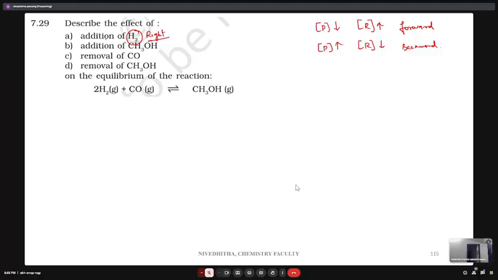Right? Okay, here hydrogen is the reactant. So basically, you are increasing the concentration of the reactant. So a forward reaction will occur. So reaction will move right side. Okay. Next, second question.